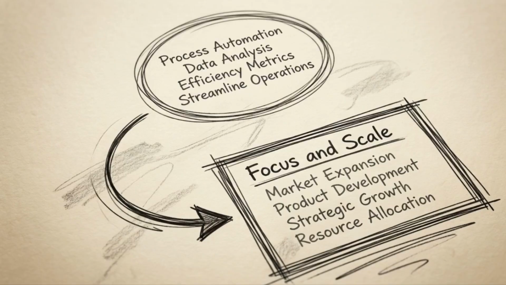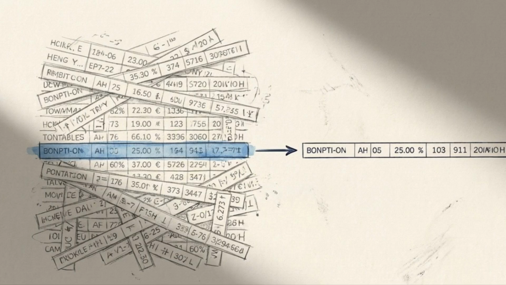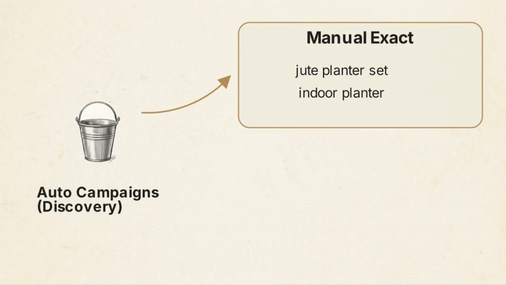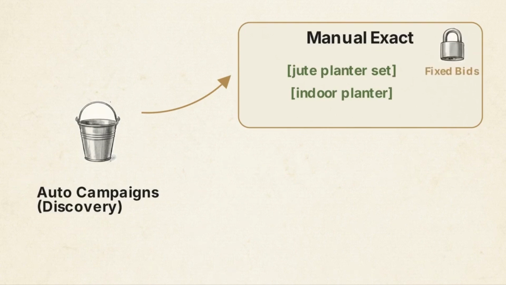Once the discovery phase identifies those high-revenue search terms, the architecture shifts to the focus and scale phase. This process isolates the winning data. This maps the harvesting process. High-converting keywords are extracted from auto campaigns and piped into manual exact. Here, ads only trigger for that precise phrase. Because these are proven winners, the dynamic safety net is removed for fixed bids, guaranteeing the highest impression share.